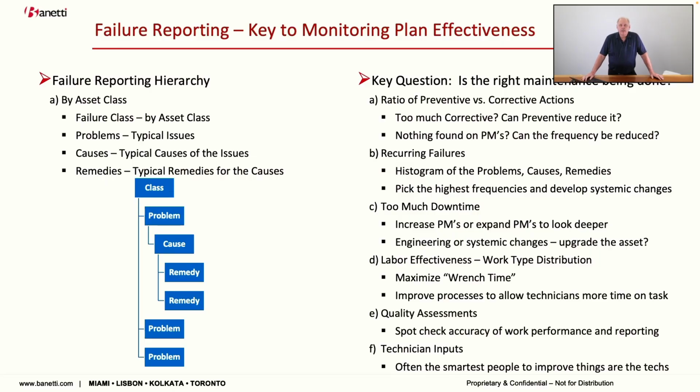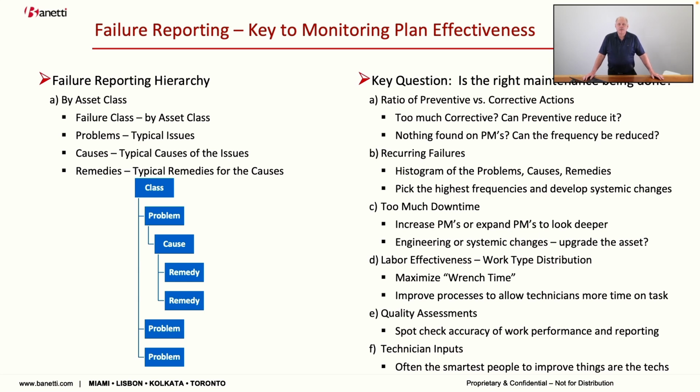Now the goal in failure reporting is, for each asset class, identify the class, the types of problems that come up in that class of assets, for each of those problems what causes those issues, and then the remediation plan for each one of them. So problem, cause, and remedy. The remedy is what work is going to be performed because you had that particular issue come up, and now we need to capture all that information.